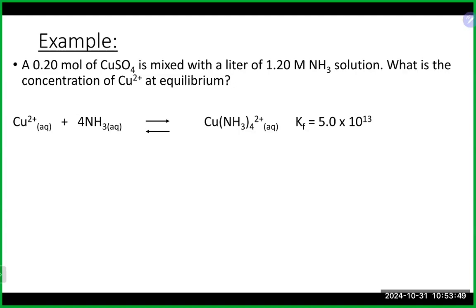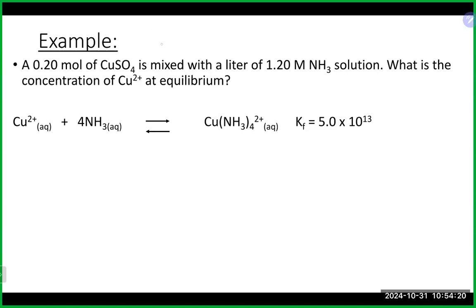We do make some sort of assumption based on the KF value. So let's talk about what's going on here. We take 0.2 moles of copper 2 sulfate and mix it with 1.2 molar ammonia. What is the concentration of the copper 2 ion at equilibrium? So we have this equilibrium here. This is the overall equilibrium equation. Again, each of those ammonias would be added one at a time, which gives us our KF value in this case.